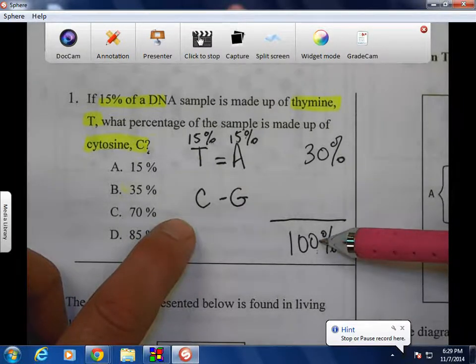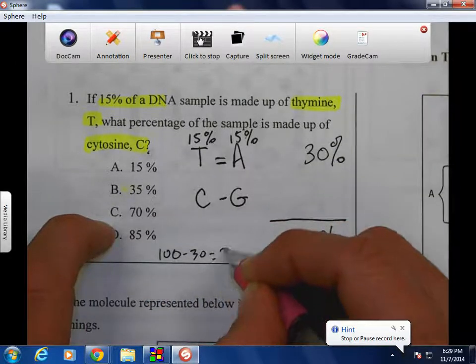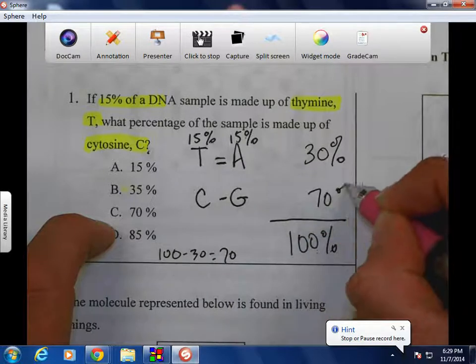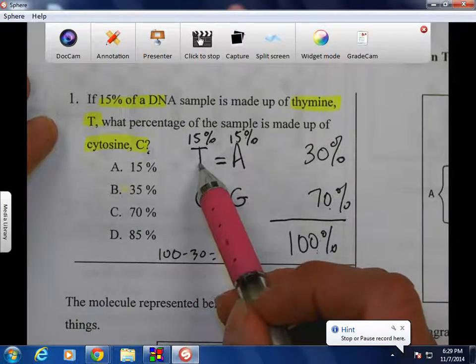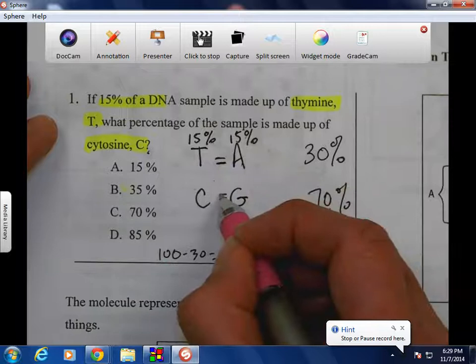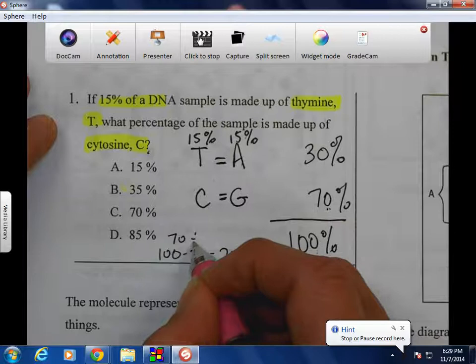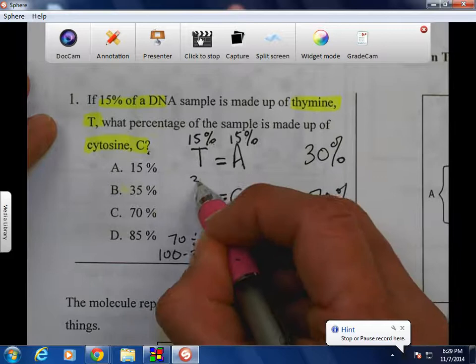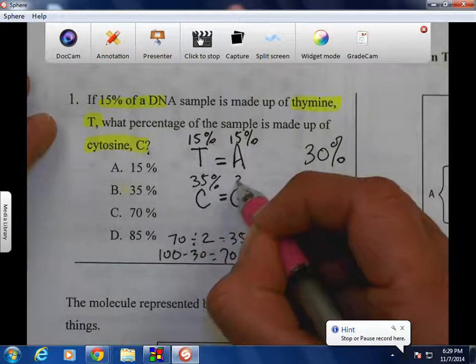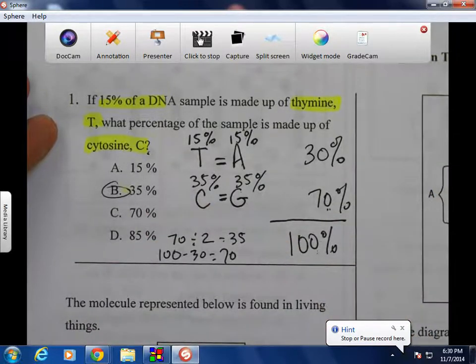So 100 minus 30 gives us 70%. So 70% has to be coming from the cytosine and guanine. Like thymine and adenine, these are also equal to one another. The easiest thing to do is take that 70, divide it by 2, and you come up with 35. So each of these nitrogen bases will have an abundance of 35%. So B is the correct answer.